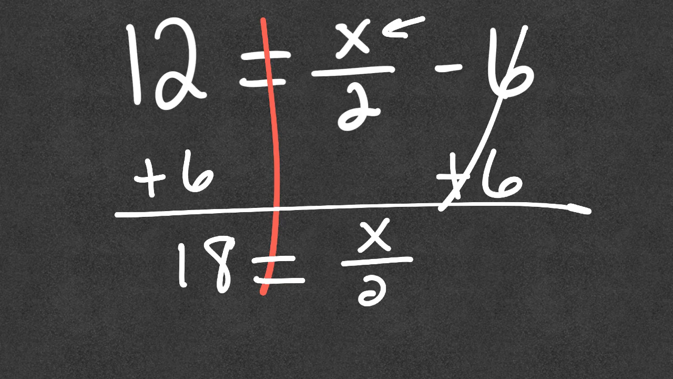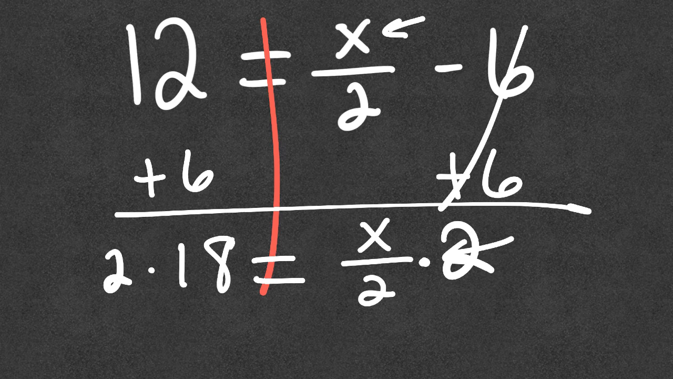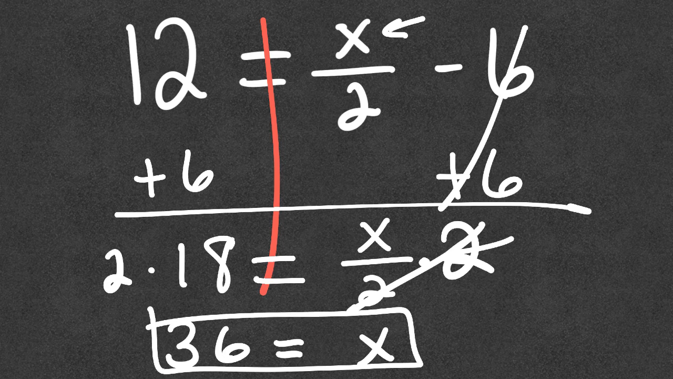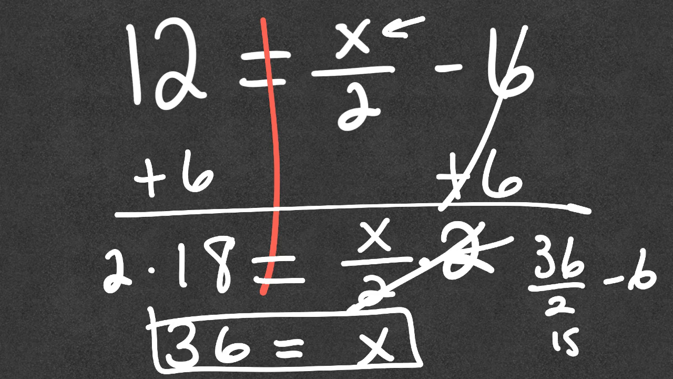Okay, and then we have to remember that this fraction right here really means division. So if it's multiplying or dividing, we need to multiply. So I'm going to multiply this side by 2 and this side by 2. These will cancel out. You are left with x. And then 2 times 18 would be 36. So we can check our answer by plugging back into the problem. 36 divided by 2 is 18. 18 minus 6 is 12. So I know my answer is correct.